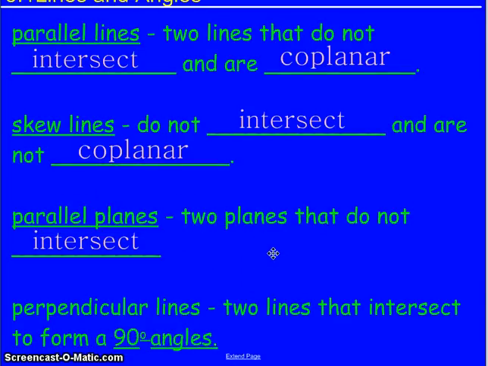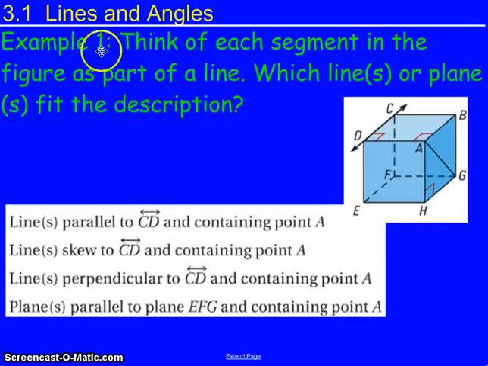And we got some perpendicular lines down here. They are just two lines that intersect to form a 90-degree angle. So they would be coplanar lines. So those are definitions we're going to have to learn. We got an example here. Example 1 says, think of each segment in the figure as part of a line. Which lines or planes fit the description?